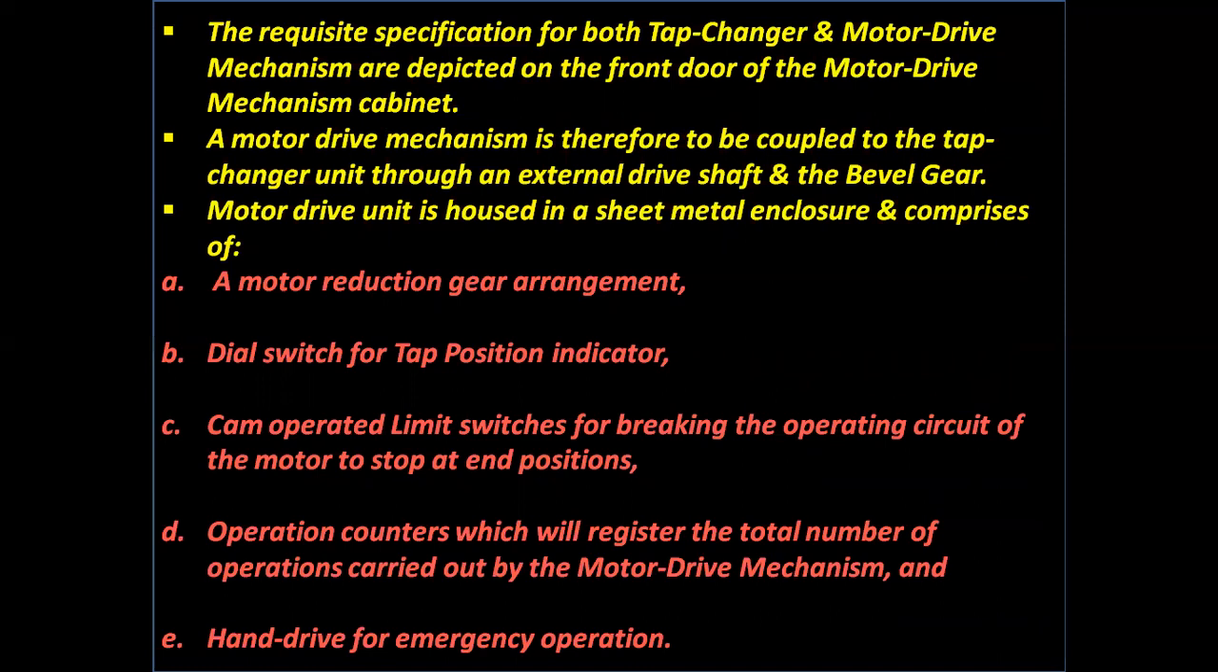The motor drive unit is housed in a sheet metal enclosure and comprises: A, a motor reduction gear arrangement; B, a dial switch for tap position indicator; C, cam operated limit switches for breaking the operating circuit of the motor to stop at end positions; D, operation counters which register the total number of operations carried out by the motor drive mechanism; and last of all, a hand drive for emergency operation.